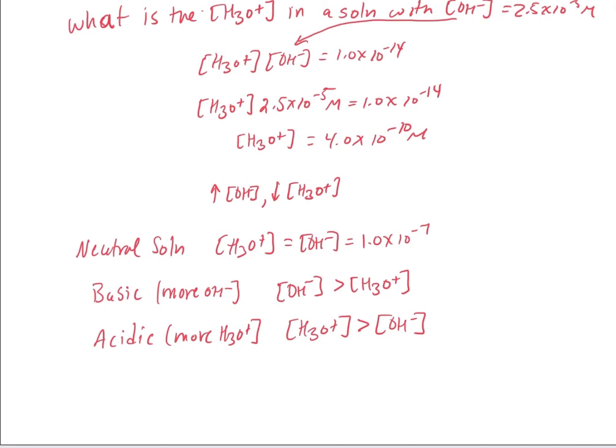So what's interesting is that we can start to think about this in terms of what would happen if we were to add a strong acid or a strong base. So that's going to be one of the things we talk about after the next video. So the next video, we're going to just recast some of this in terms of what we call pH.